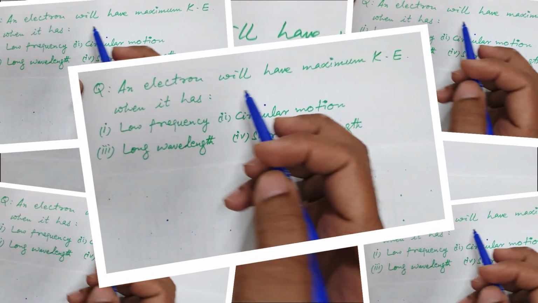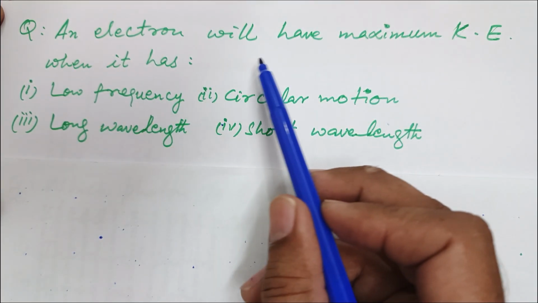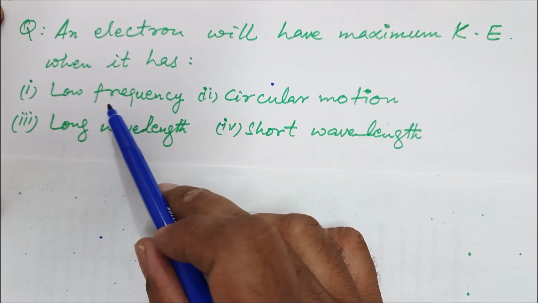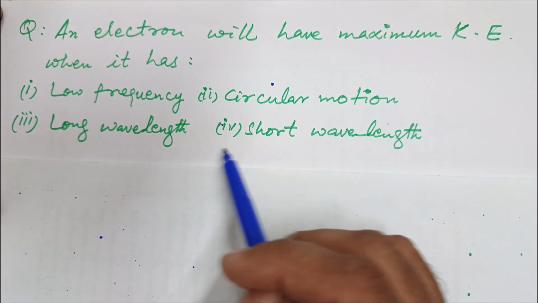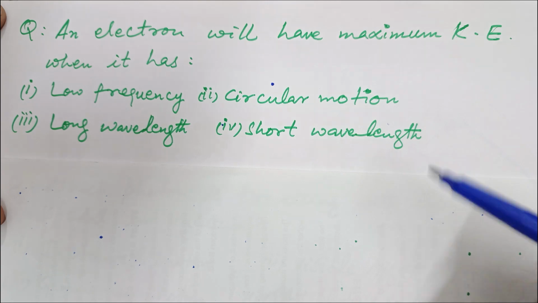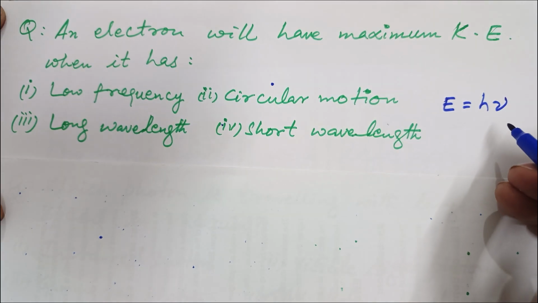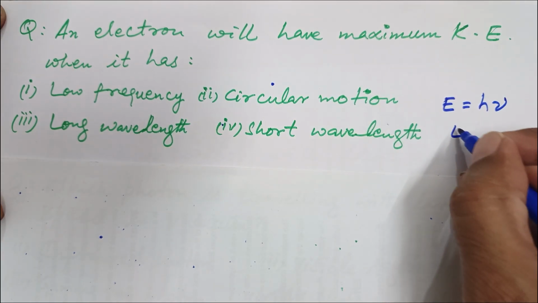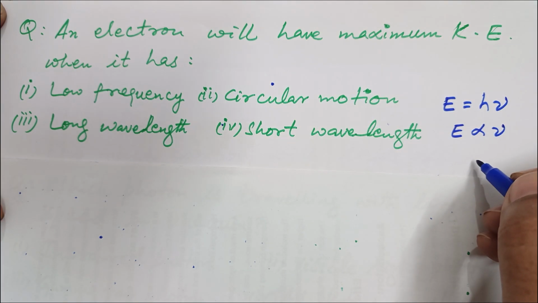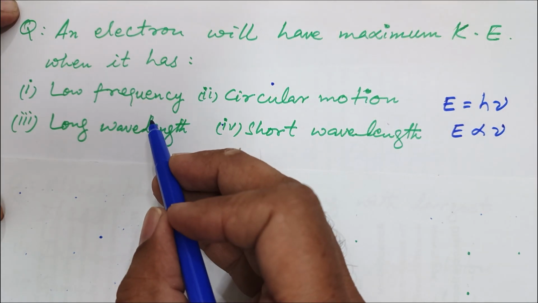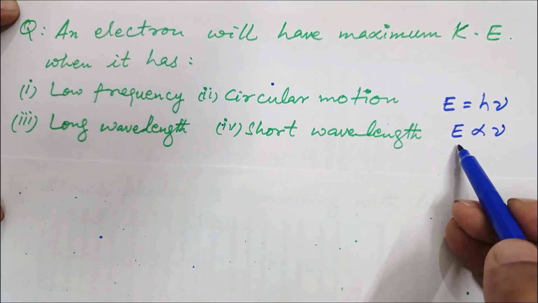The next one is, an electron will have maximum kinetic energy when it has what? Low frequency, circular motion, long wavelength, short wavelength. We know by Planck's equation we must have E equals h nu. So E equals h nu means energy is associated with frequency. When we look at the low frequency option, this becomes wrong because it is directly proportional. If frequency is low, then energy will be low.